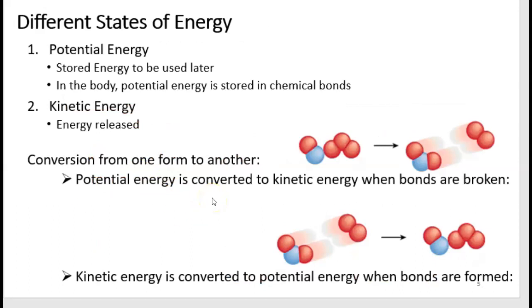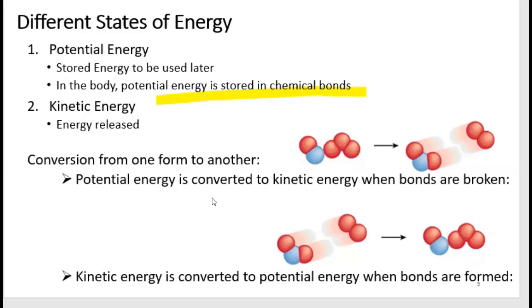Now there are different states of energy, maybe you call them different forms of energy. In general chemistry and general physics, if you take it, you'll talk about different states of energy. One state is potential energy. This is stored energy that can be used later. In our bodies, this energy is stored in chemical bonds. So potential energy in the body is found in chemical bonds. Kinetic energy is a different state, and this is movement energy, and that's the release of energy.